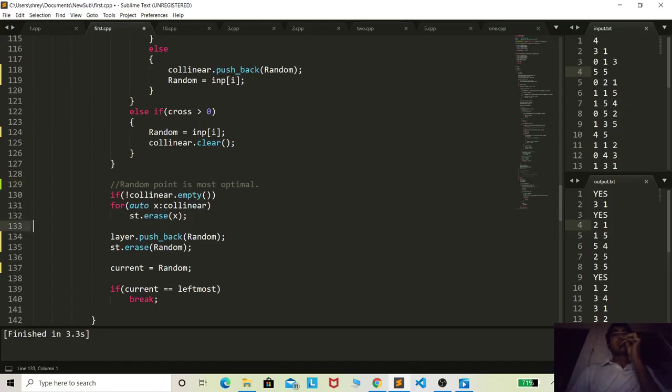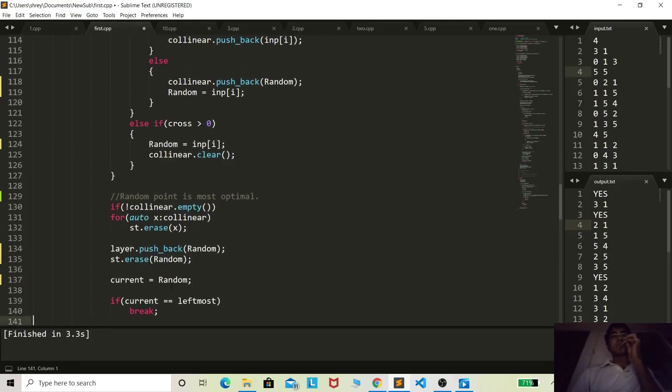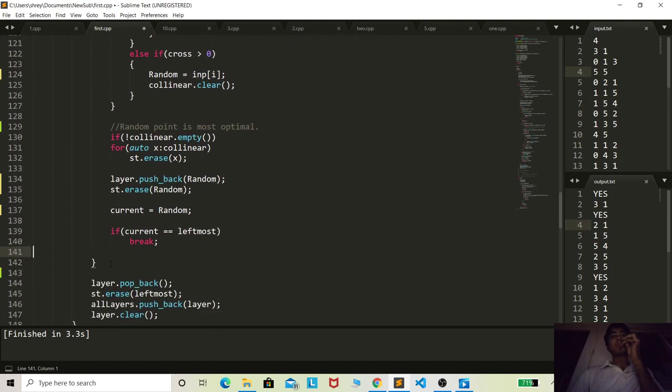Okay, so now we just erase it, and then since random is the most optimal, we just push back the random to the current layer and then erase the random from the set. And now again, as explained in the video, we repeat the same process with new current as the random one. And as explained in the video, if we just complete one rotation, we just break out of the loop. So this is the process of forming one layer.